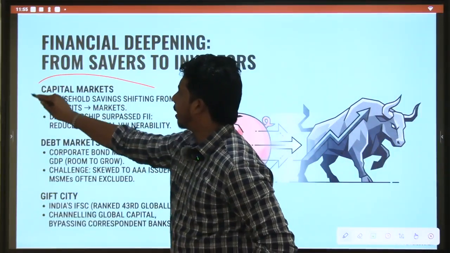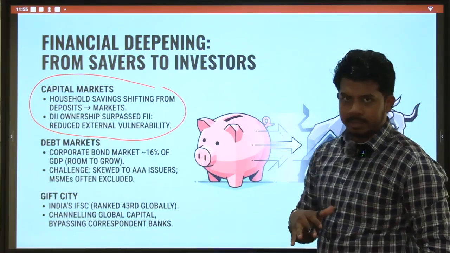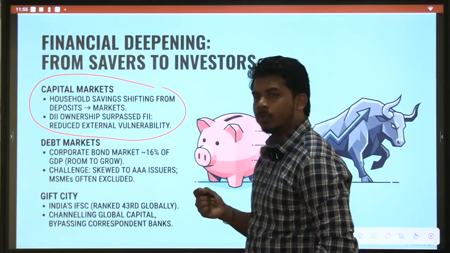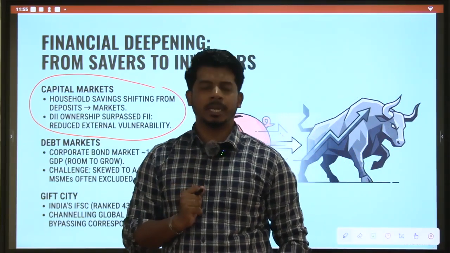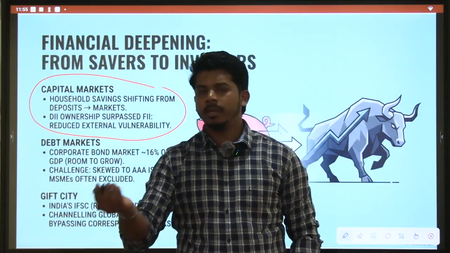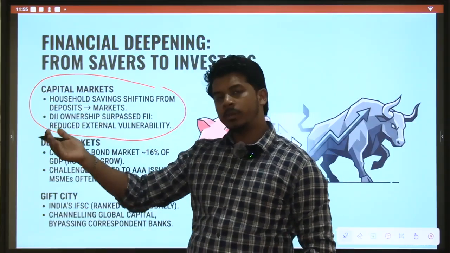First they are talking about capital markets. So in the capital markets, households are shifting from deposits to markets. Households are entering these capital markets. Previously, households used to prefer only bank deposits or saving within homes, etc. But now many households are coming to the capital markets.